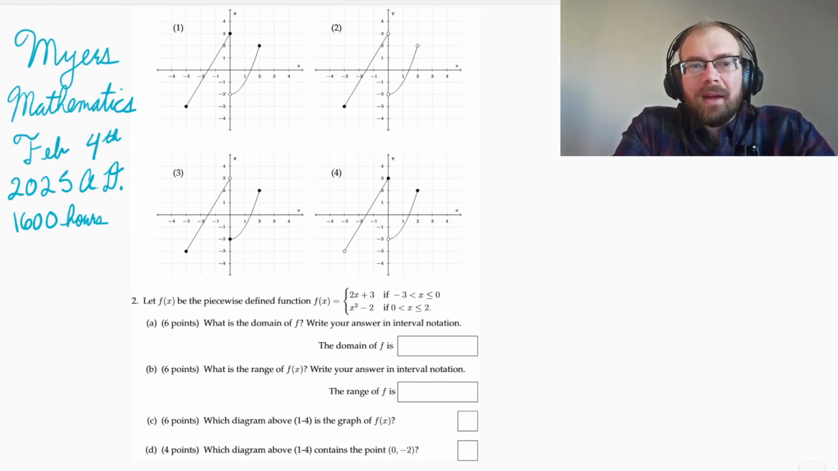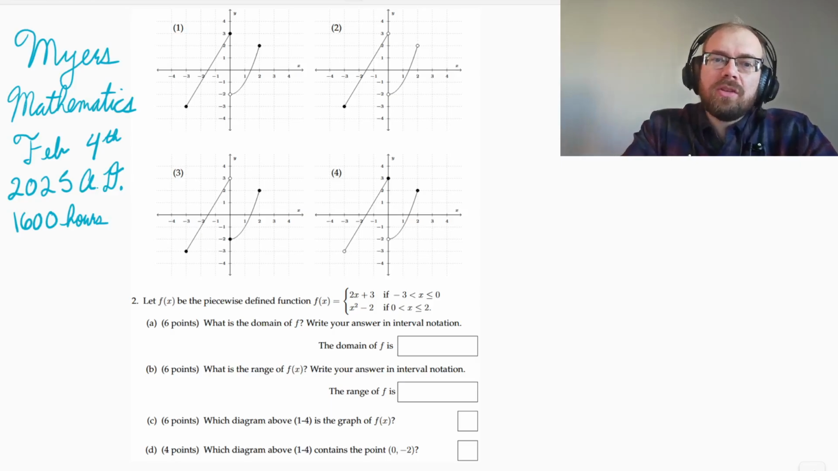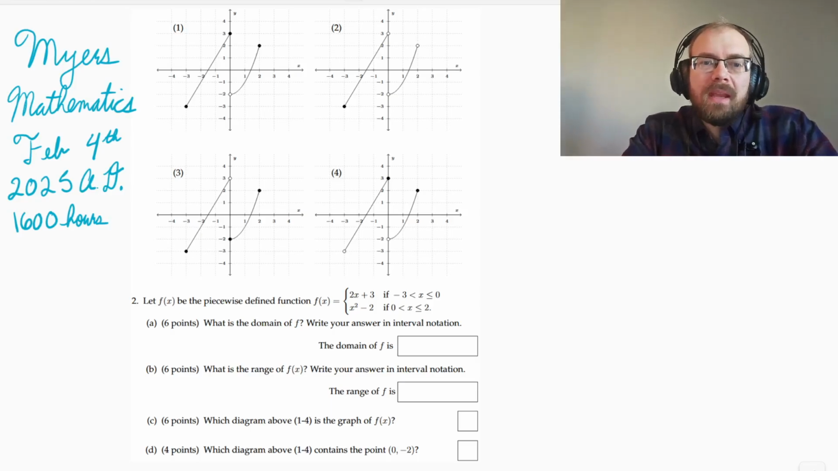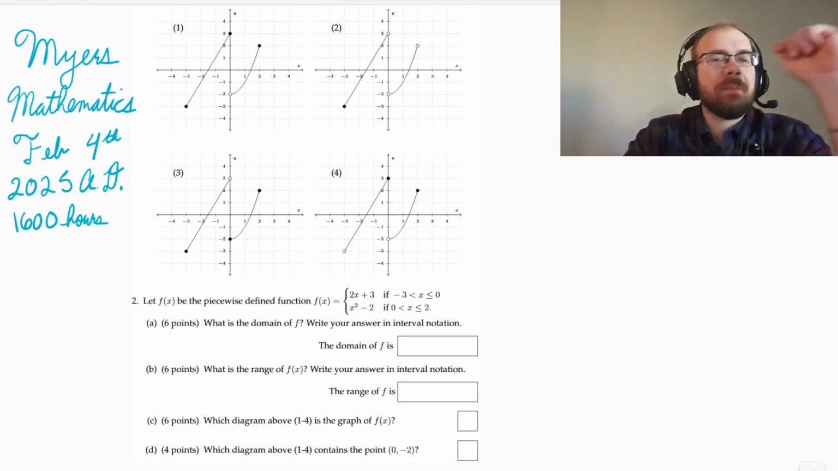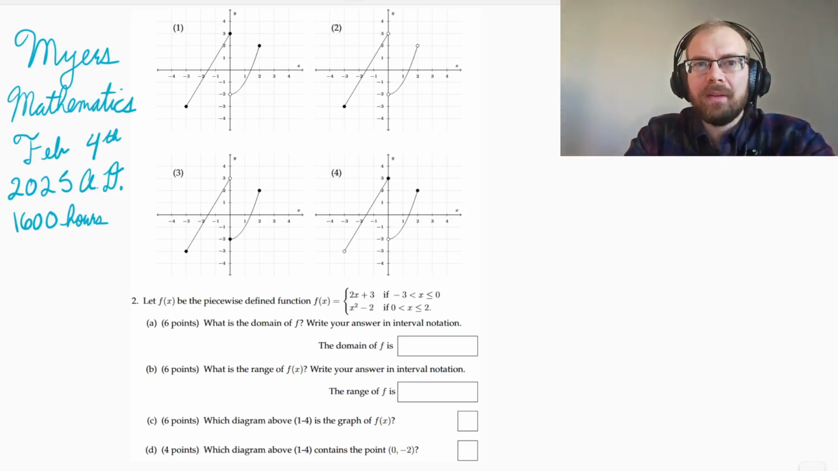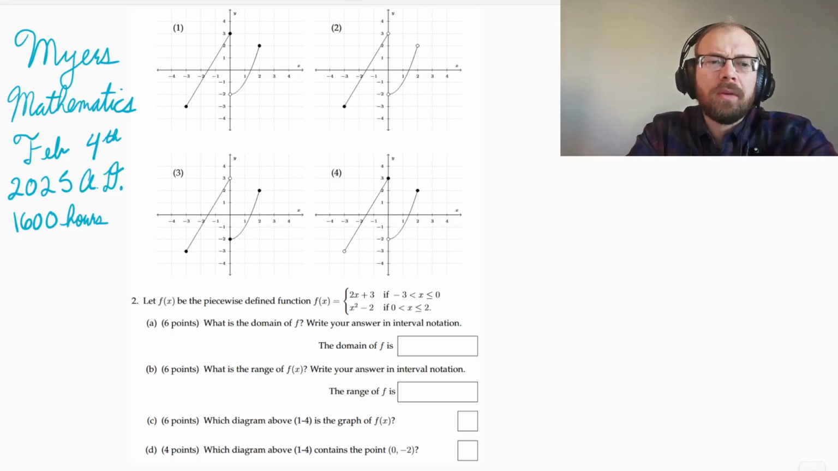It says let f of x be the piecewise defined function, which is all of this stuff right here. Part A, 6 points. What is the domain of f? Write your answer in interval notation. I'm going to read through all of it first because I want to decide what's the first thing that we really want to start with. It might be to find out what the graph is. I don't know, we'll see.